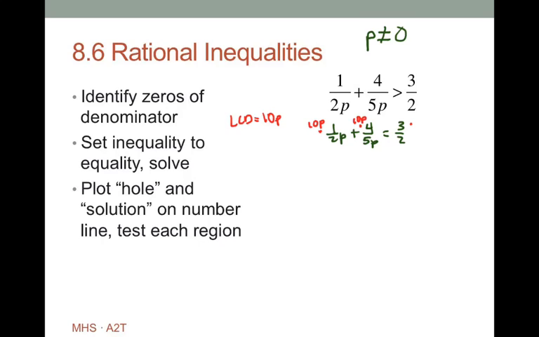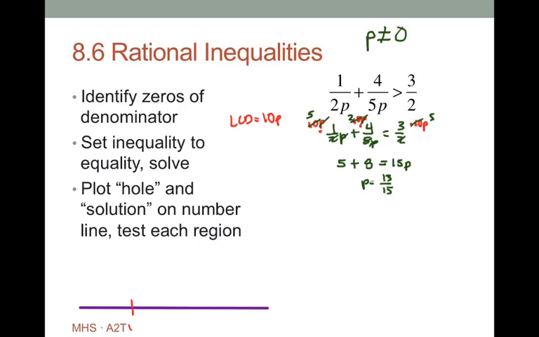So when we do that, 10p and 2p, those cancel, and we're left with a 5. 10p times 4 over 5p, that can cancel, and we're left with an 8. And lastly, we have 15p. So we get 13 is equal to 15p, so p is 13 over 15. So now we can go ahead and plot those two points, the hole and the value that we found, 13/15.